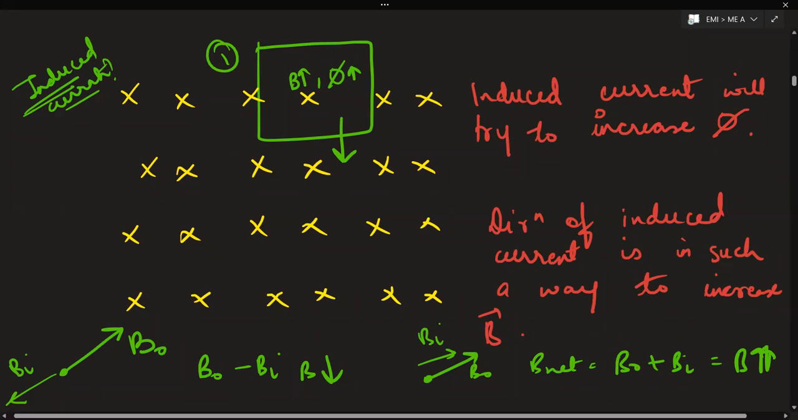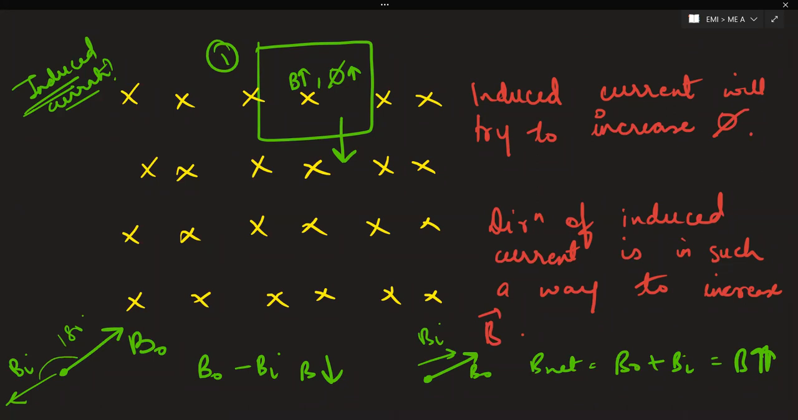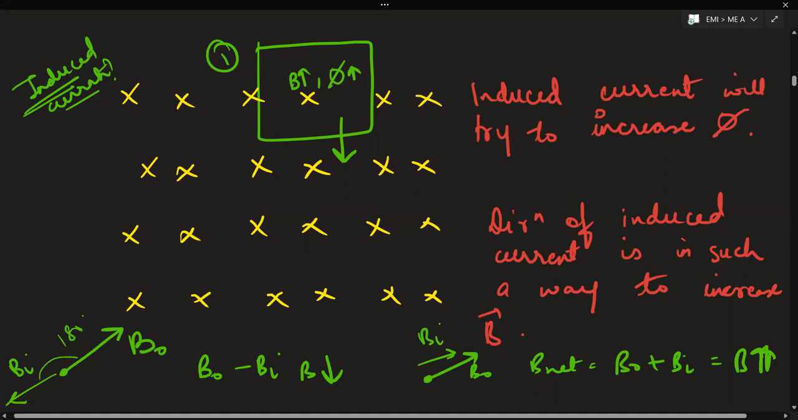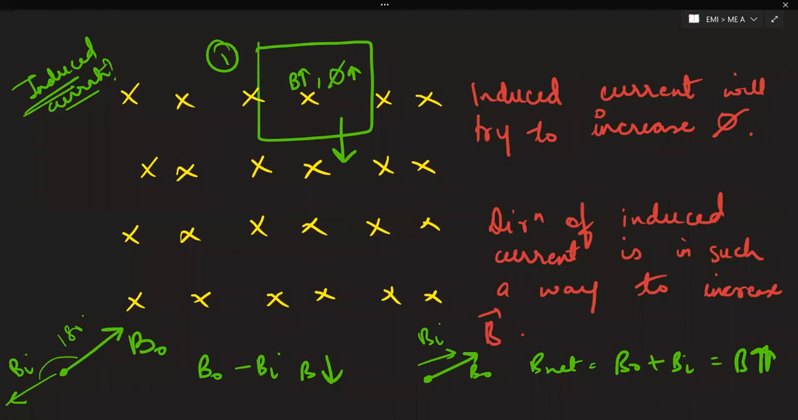If two vectors are exactly 180 degrees to each other, one pointing outwards and the other pointing inwards, the net magnetic field will be low. If both vectors point either outwards or inwards together, in the same direction, that will result in the addition of the quantities. First, tell me, have you understood these two points?